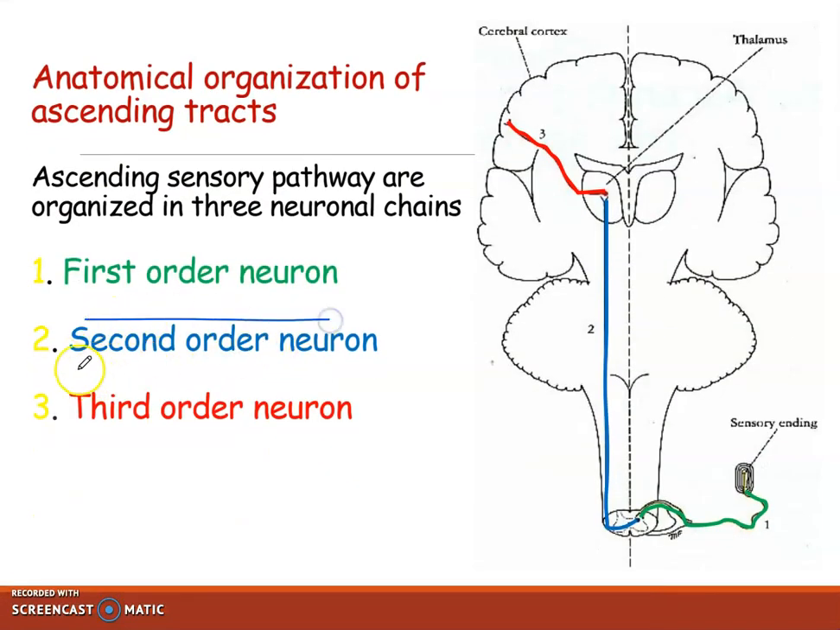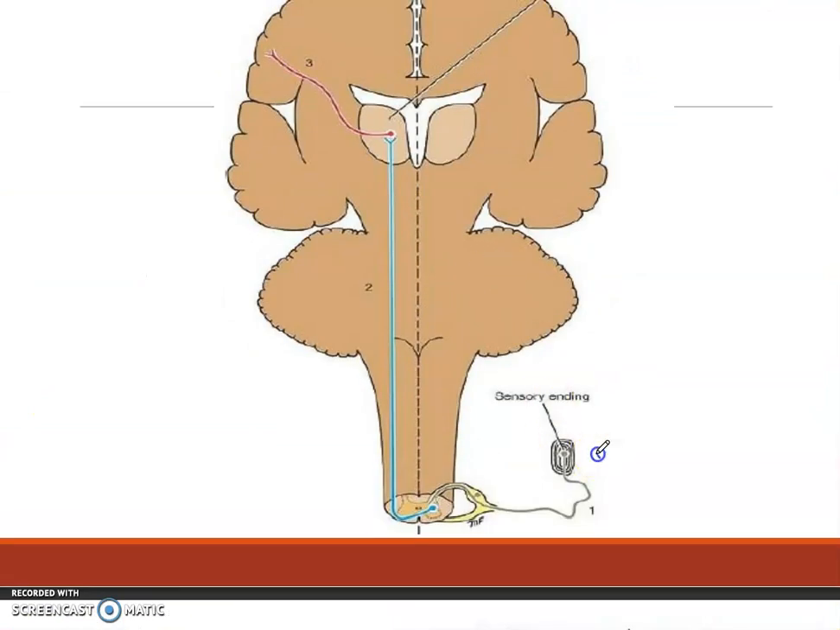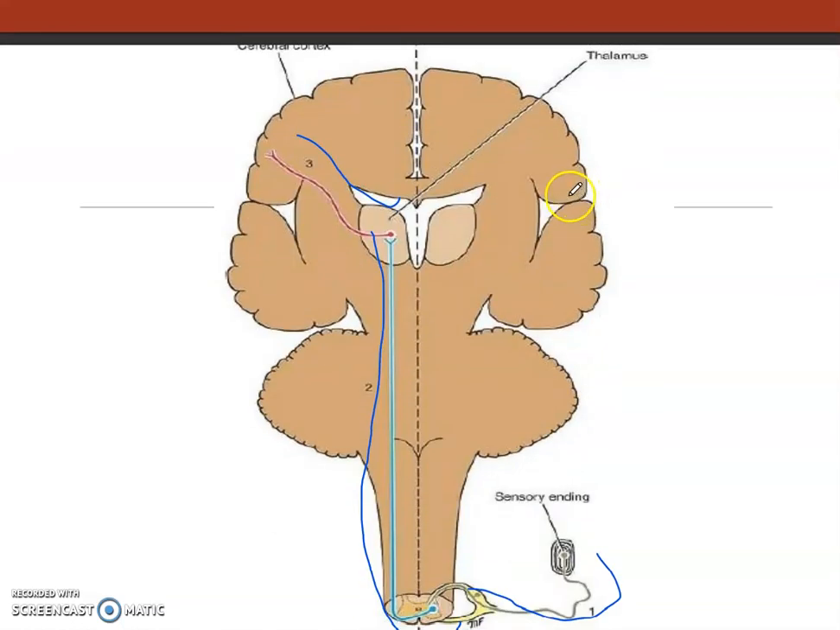There is the first order neuron, the second order neuron, and the third order neuron. As you can see, these are the sensory endings, and the neurons which are coming from the sensory endings are the first order neurons. Then the neurons ascending upwards from the spinal cord tracts are the second order neurons, and when they reach the medulla oblongata, there is a group of third order neurons which take the information to the cerebral cortex. Again, these are the first order neurons, the second order neurons, and the third order neurons. And this is the cerebral cortex.